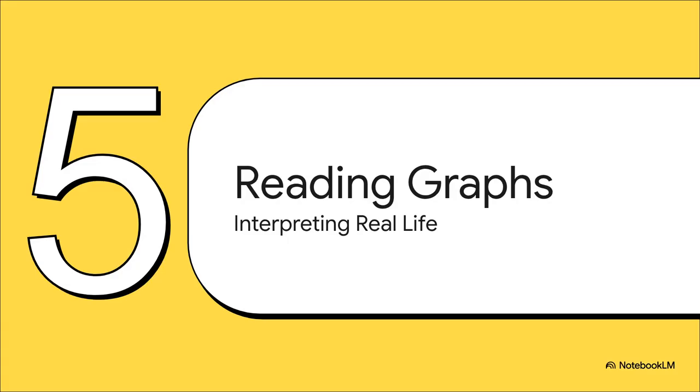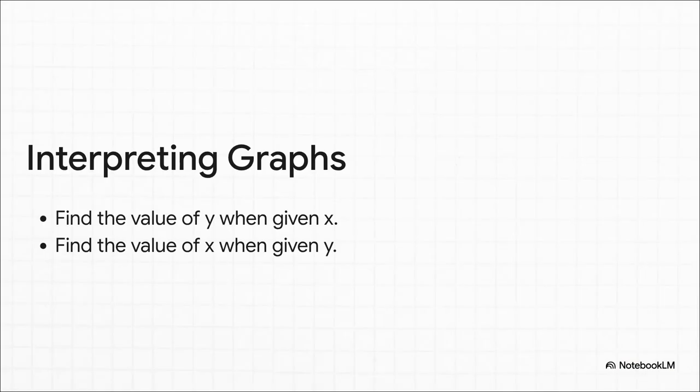Section 5. Reading graphs in real life. So, interpreting a graph really just means reading the map backwards and forwards. If you're given a specific input, you just trace that x value straight up to the line on your graph to find the corresponding y output. Or you do the exact reverse. Start at a y value, trace across to the line, and then look down to find the x input.